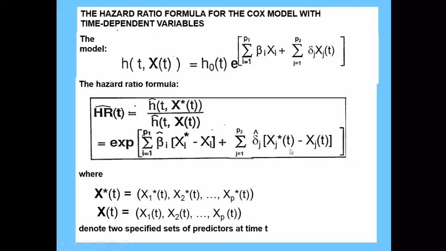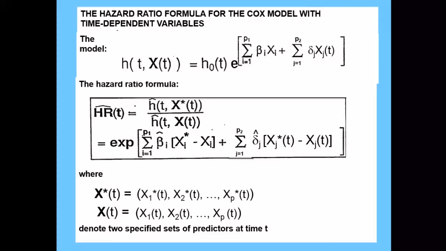Now, this component involves the difference between two people's values of the same variable, two different values for two different people at time t. And this is dependent upon time. Since the values of these variables depend upon time, this part of the formula depends upon time. So in theory, what this expression says is that the hazard ratio depends upon time, meaning that the proportional hazard assumption isn't satisfied.